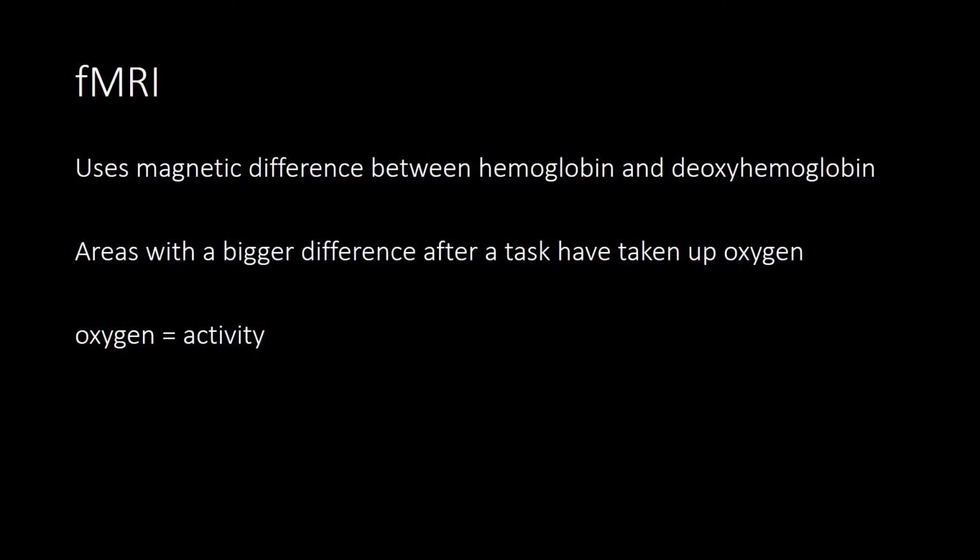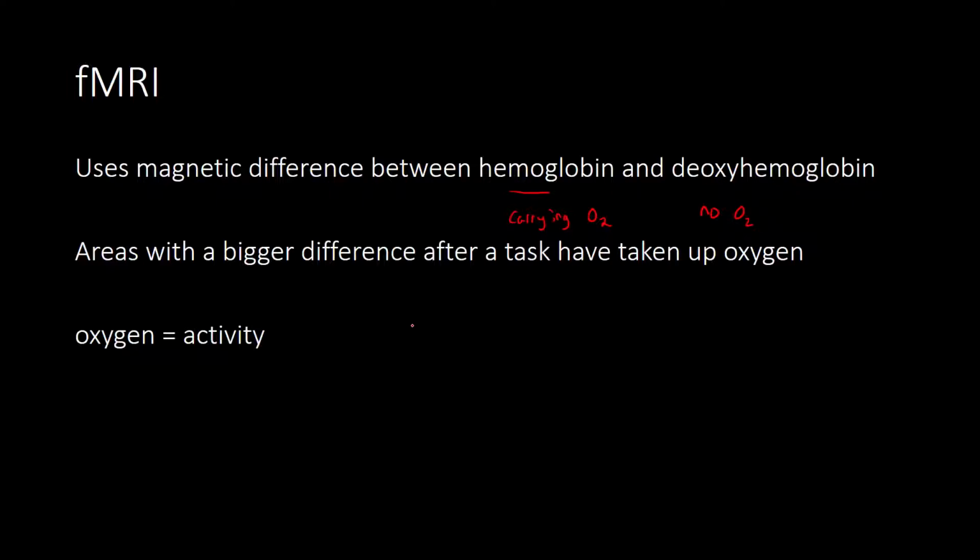fMRI, to make a long story short, is going to use a magnet, and it's going to look at the differences between deoxyhemoglobin and hemoglobin. So the basic idea is we measure how much hemoglobin, which is carrying oxygen, goes into an area versus how much is left at the end.